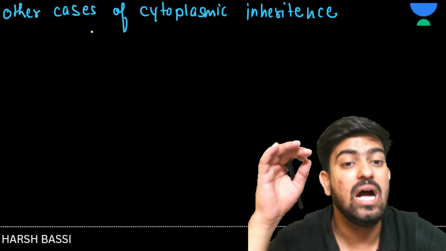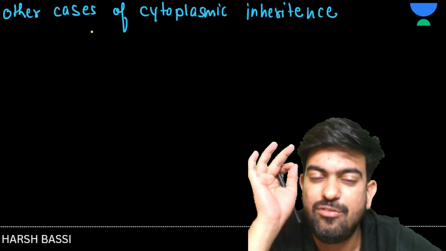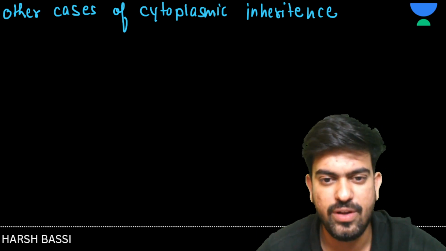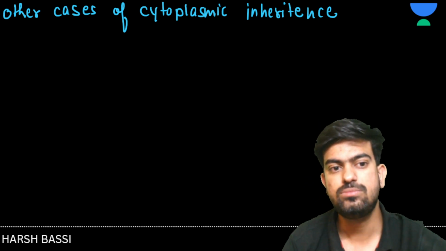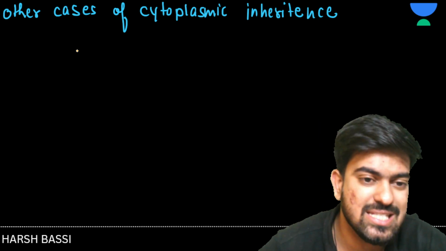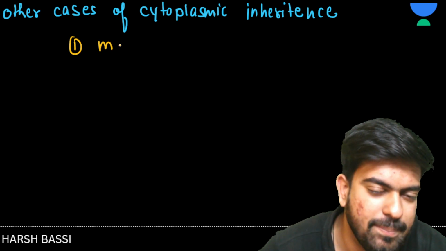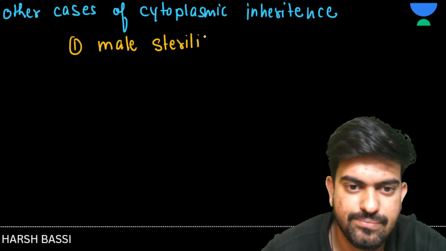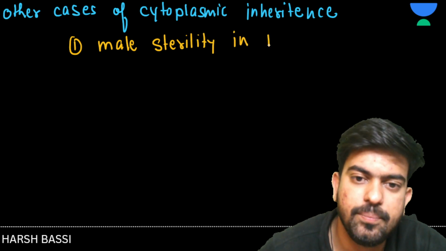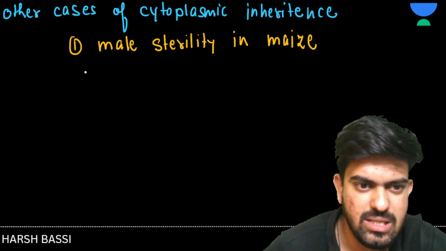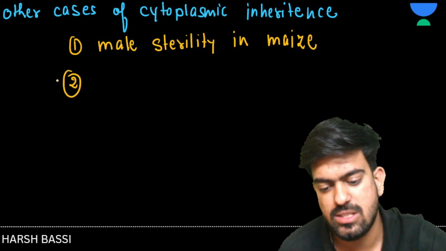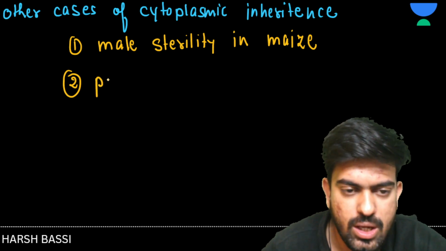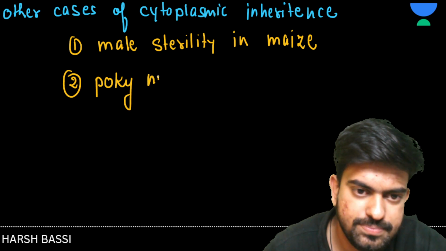Chalo. Now, for other cases of cytoplasmic inheritance, we don't have to study the crosses, but just for the sake of it, let us learn the examples. One example is male sterility in maize. Second, let's have Pochineurospora.